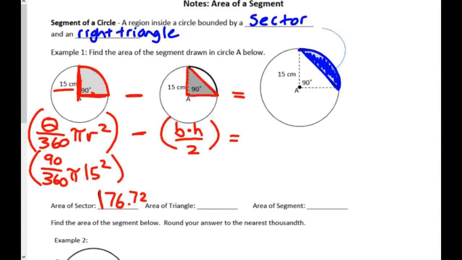Okay, that's a sector. It's 1/4 of a circle using 90 degrees. Right? People with phones in their hands? So, now we're going to find a triangle. So, base times height divided by 2. Now, the height's obviously 15. What's the base?